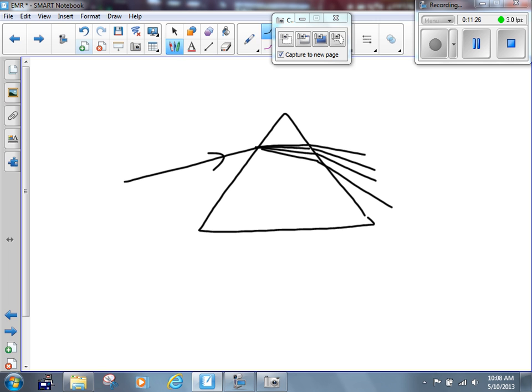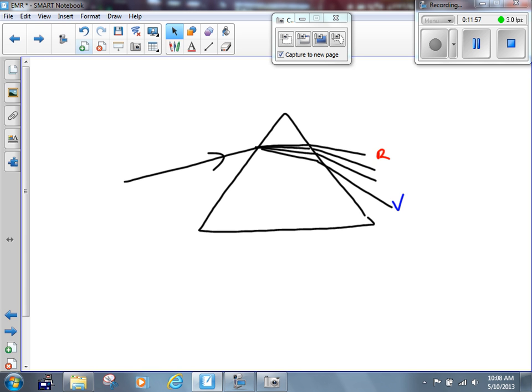Now, which one bends the most? Which one bends the least? Which one do we have at the bottom? Which one do we have at the top? Red at the top, violet down at the bottom. In other words, red light that has the smallest frequency, that has the biggest wavelength, will cause the smallest index of refraction. Violet light that has the biggest frequency, the smallest wavelength, will cause the biggest index of refraction. It will therefore bend the most.